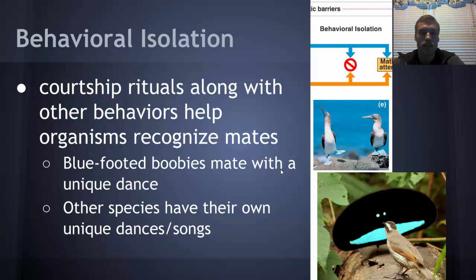Next is behavioral isolation. So these are where you have different courtship rituals, along with other behaviors such as maybe songs or other sounds or maybe colorations that help organisms recognize mates. So, for example, blue-footed boobies mate with a unique dance, and so they have this kind of fun waddle. I highly recommend that you go on YouTube and look it up. It's pretty funny, but they have a little dance that they do, and that's how they pick their mates. Other species have their own unique songs or dances.